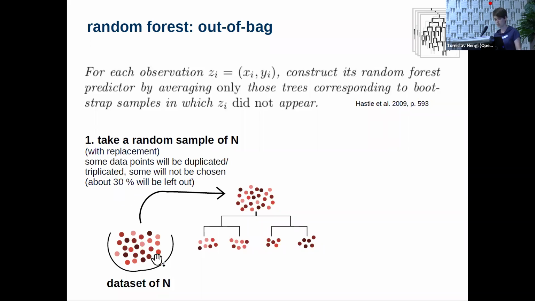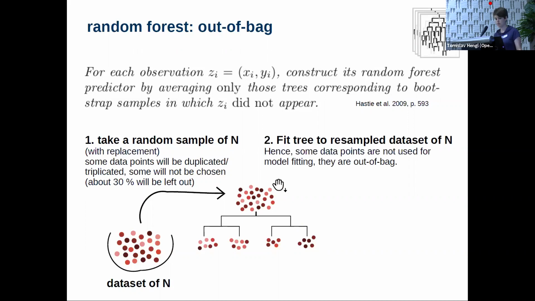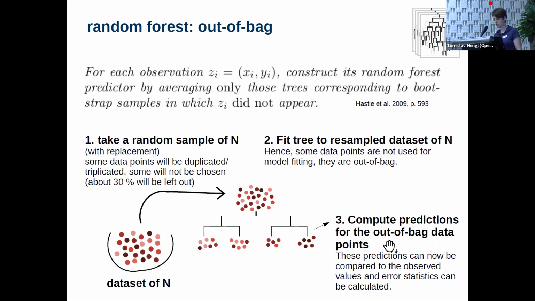And for this 30%, you fit the tree where these roughly 30% are left out. And then this gives you directly a validation sample for this single tree. This means for the 70% that are taken into the sample, you fit the tree, and you compute predictions for the ones that have not been used for this tree. It's like a cross-validation. You have data that has been left out for this single tree, and of course you have 500 trees, so this is a bootstrap validation approach.